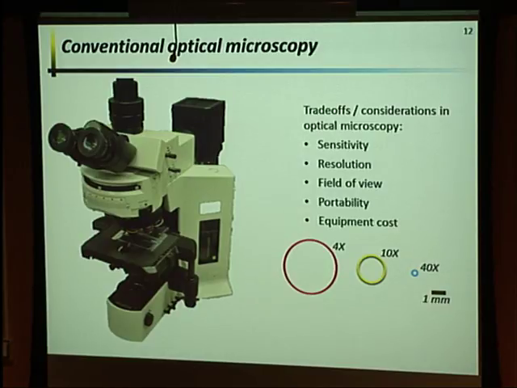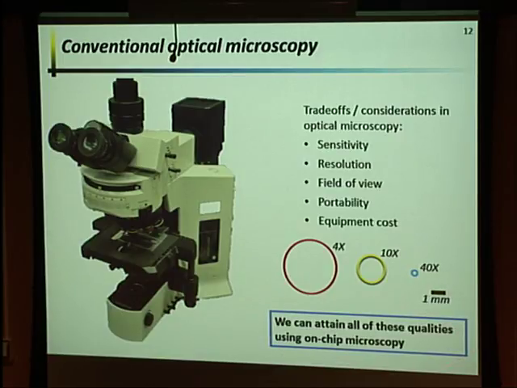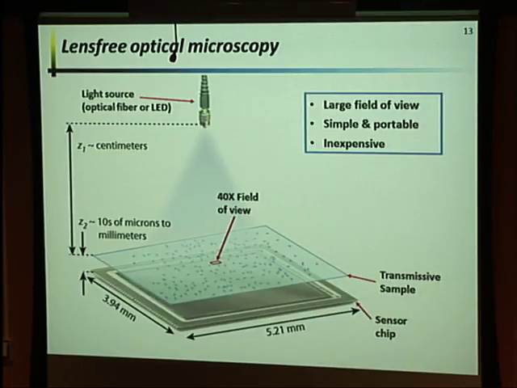Also, if you want to detect the smallest possible particles, you typically need fairly large, bulky laboratory equipment that can be fairly expensive. So I'm going to show how we can attain all these qualities using on-chip microscopy. This is the on-chip microscopy platform. It's quite simple. All there really is, is a light source, and this light source can be as simple as an LED coupled to an optical fiber. There's then your transmissive sample, which is what you're trying to image, and then you have a sensor chip. The sensor chip could be a CMOS or a CCD sensor chip. In this case, we're using a sensor chip that's about 4 millimeters by 5 millimeters.